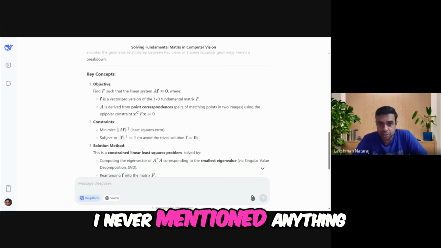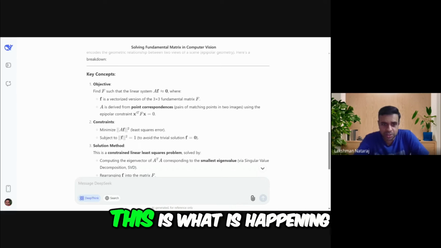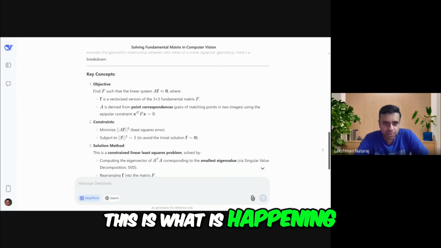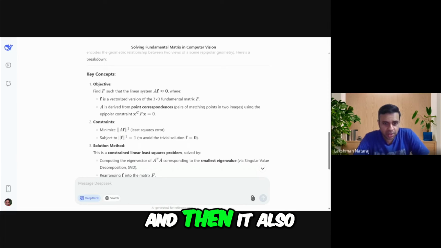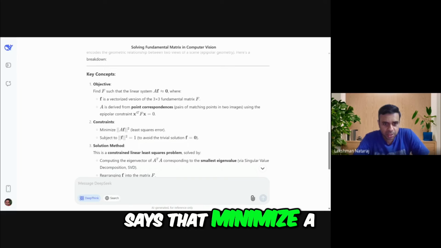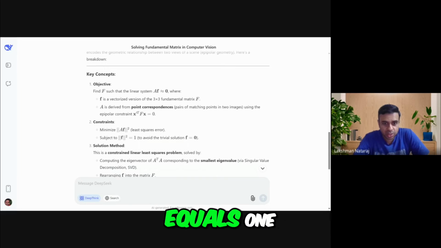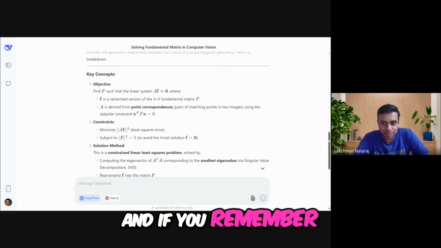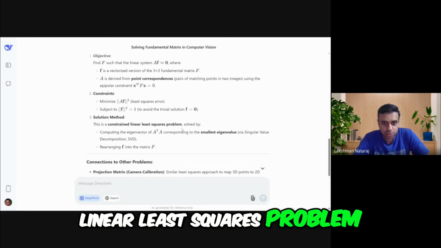I never mentioned anything about point correspondences, the pairs of matching points. This is exactly what is happening. And then it also talks about the epipolar constraint. And then it says to minimize the norm of AF squared, the least squares error, subject to the constraint that the norm of F squared equals 1. And if you remember, this is exactly what it is, right? This is the constrained linear least squares problem.